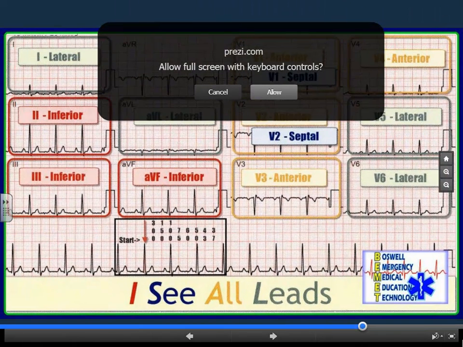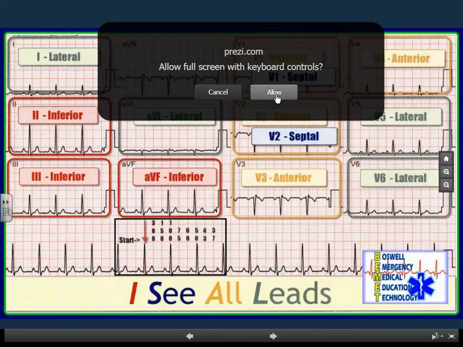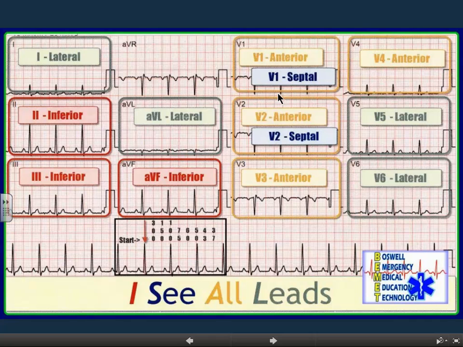I see all leads. Yes, I've told you a million times. I see all leads. Lead 1 is lateral. Alright? I see all leads is not really a way to remember them in order. It's just for you to remember: I, inferior; S, septal; A, anterior; and L is lateral. You can also remember Lisa. Alright? Lateral. Okay?